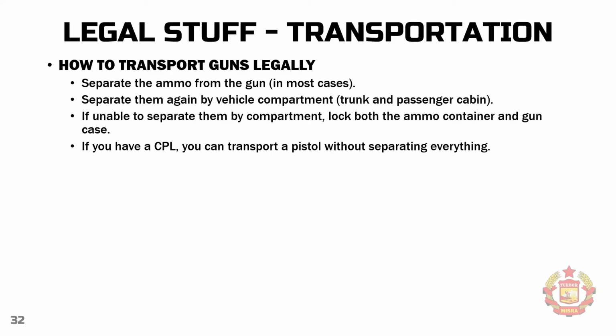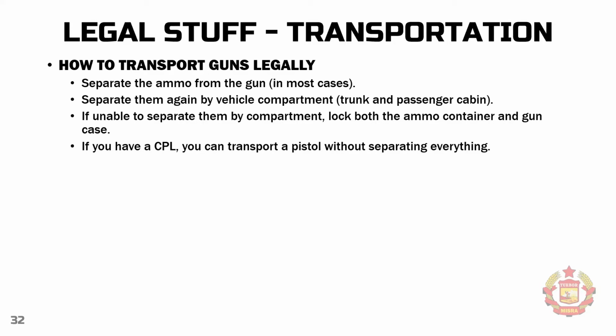If you're unable to separate them by compartment, like I mentioned in a Jeep, you can lock both the ammo container and the gun case and just separate them by distance. You can put the ammunition, I don't know, in the front passenger seat and then the rifle all the way in the back. That's just my 2 cents. I like to keep them as far away from each other as I can in case you get stopped, I don't know, for speeding or something.